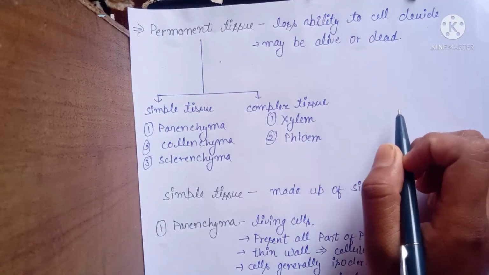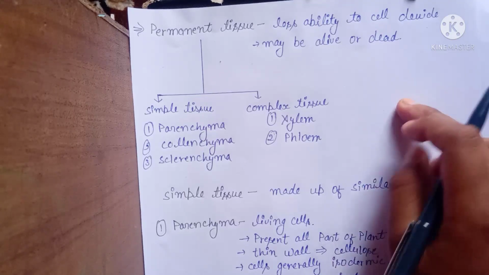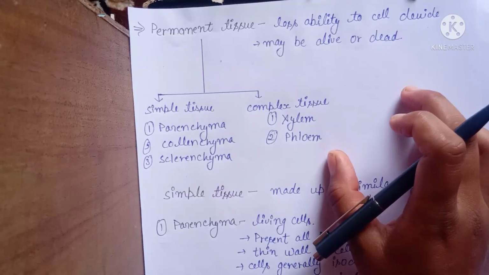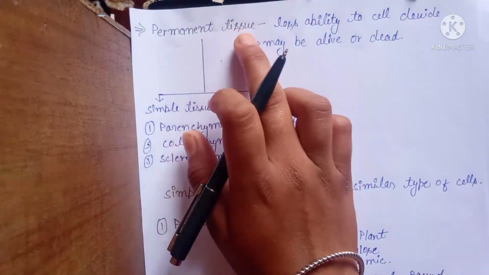As you know, we have started a new chapter, anatomy of flowering plant. In the previous video we have learned about meristematic tissues and their types, and today we understand another plant tissue, that is permanent tissue. So what is permanent tissue?